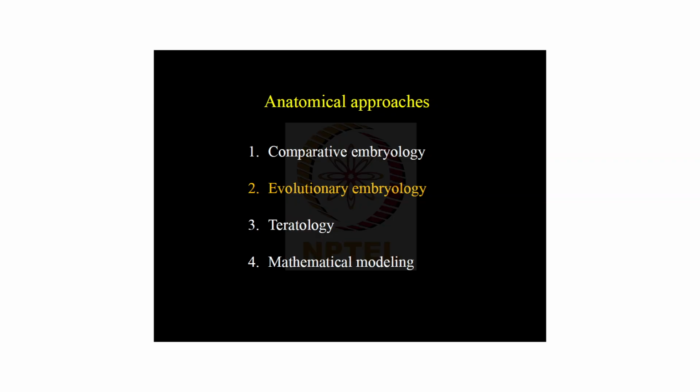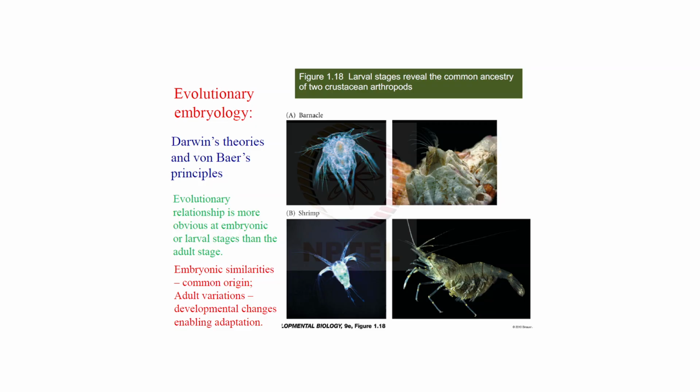Next is evolutionary embryology. This was all comparative embryology we were studying. Then the evolutionary embryology, in which we'll see whether the function of a particular organ of an organism is similar or not, or whether the ancestry of the development of that organism was similar or not. So in evolutionary embryology, the evolutionary relationship is more obvious at the embryonic or larval stage than the adult stage, because according to the life of that organism, it may develop some differences in its organs according to its lifestyle.